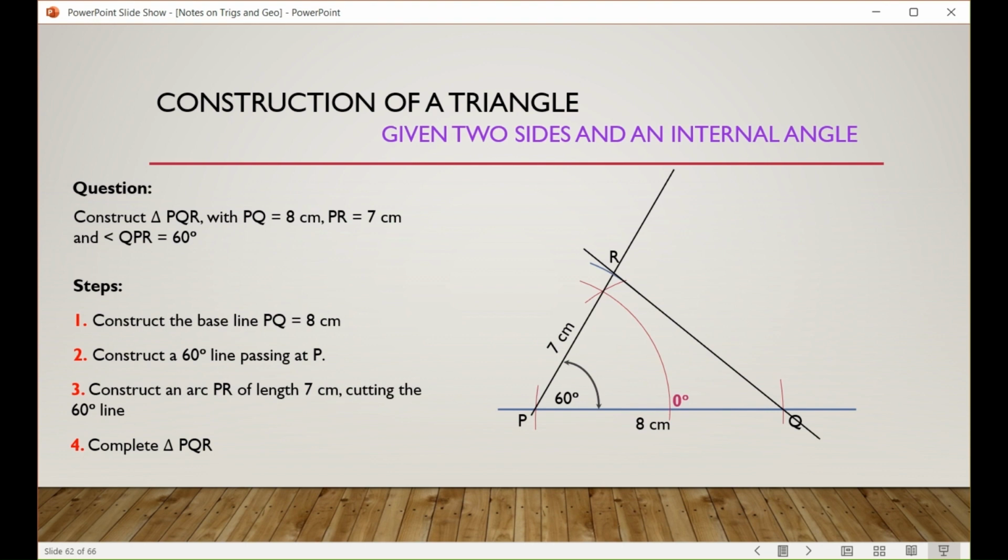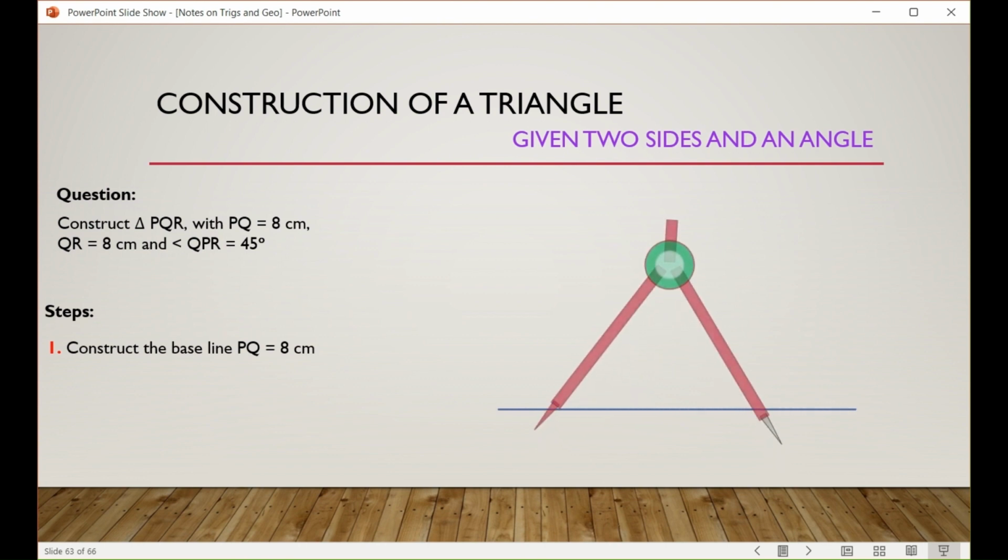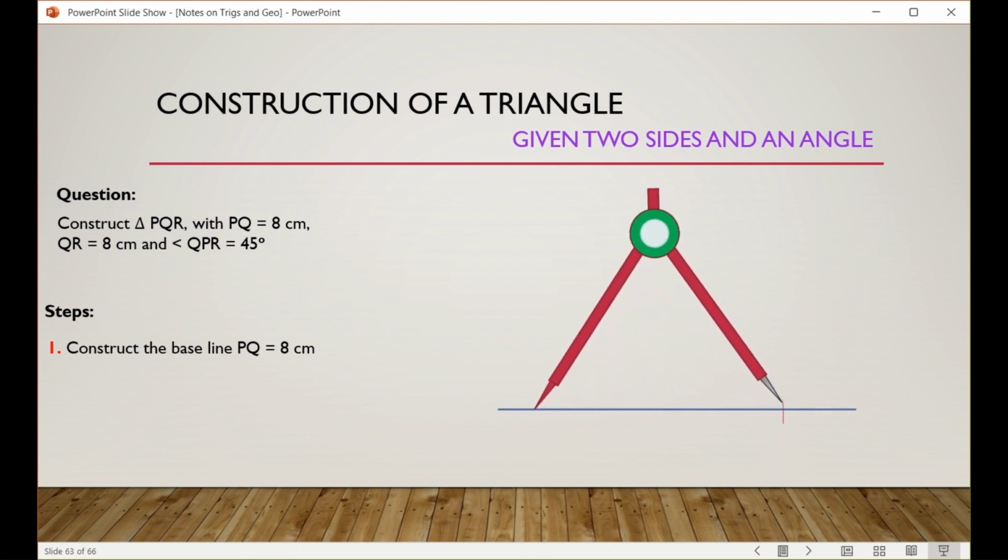Let's now look at two sides and an angle, but the angle is not an internal angle. So let's construct triangle PQR, where PQ is the base, 8 centimeters again, QR is 8 centimeters as well, and angle QPR is 45 degrees. So let's do the base, and then you'll pick it up. Hopefully you made your sketch already, and you follow the format. So we go along, we form PQ, 8 centimeters.